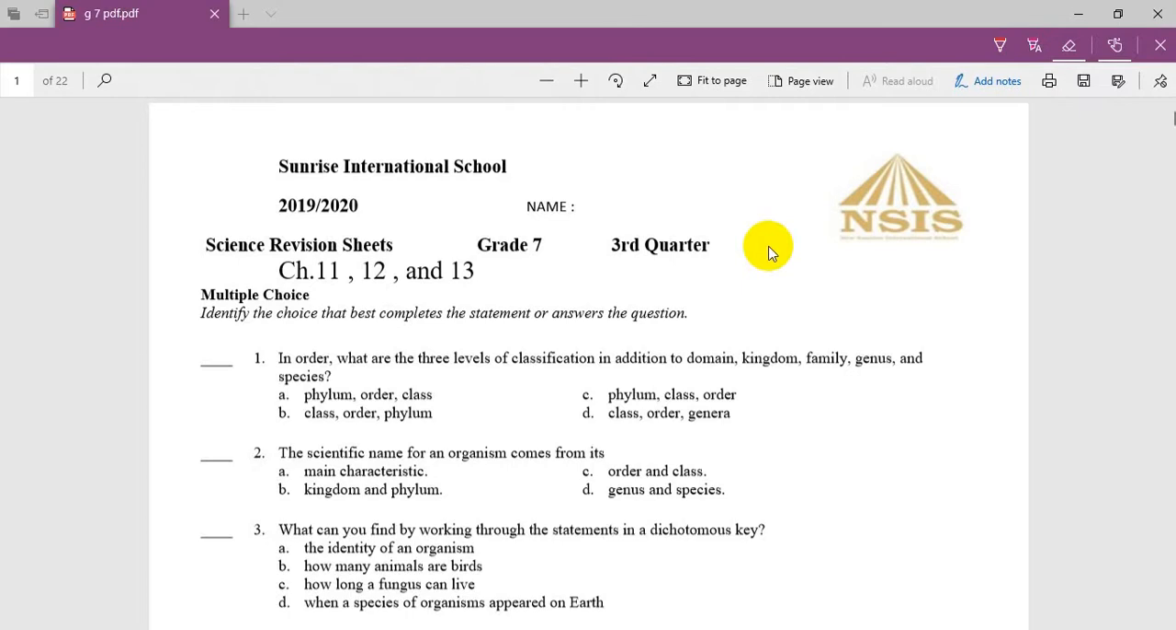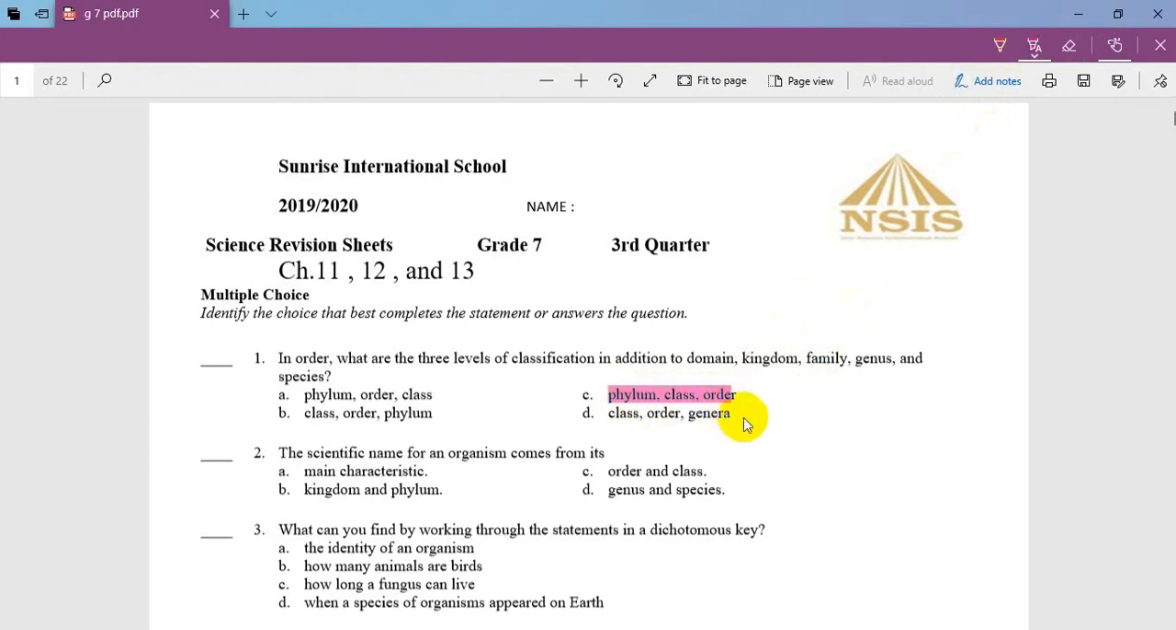In the first question, in order, what are the three levels of classification in addition to domain, kingdom, family, genus, and species? If we notice here, between kingdom and family we have three levels missing. So what are these three levels? What comes after kingdom? Phylum, and after phylum, class, and then order. So the answer for this question would be letter C.